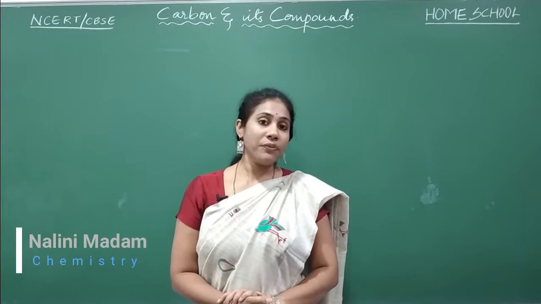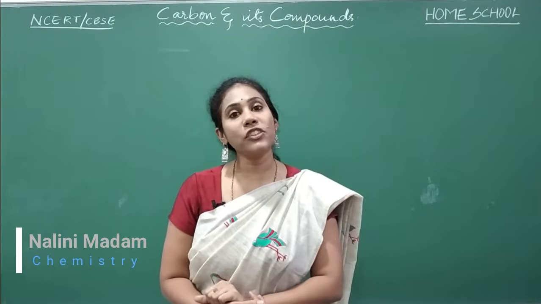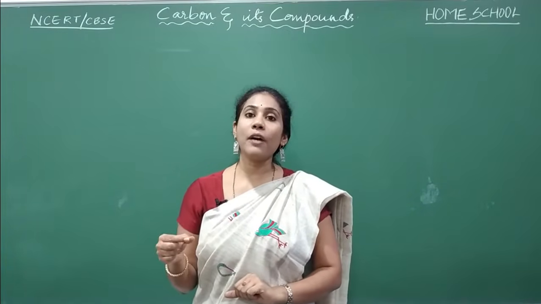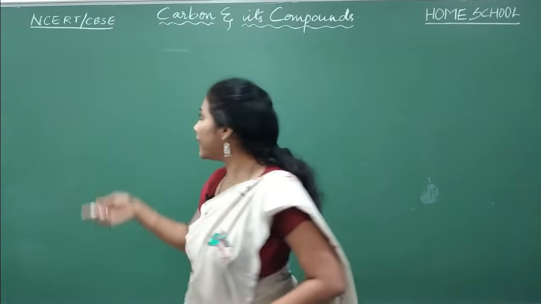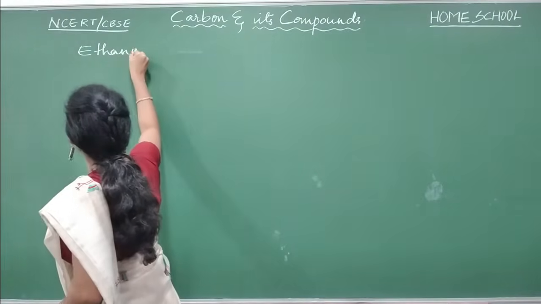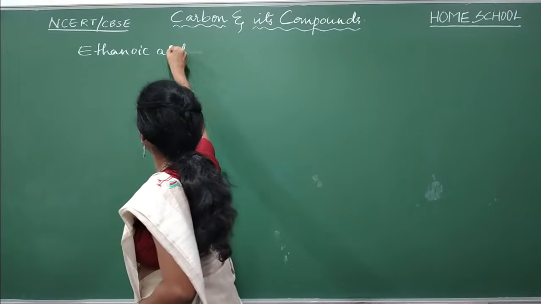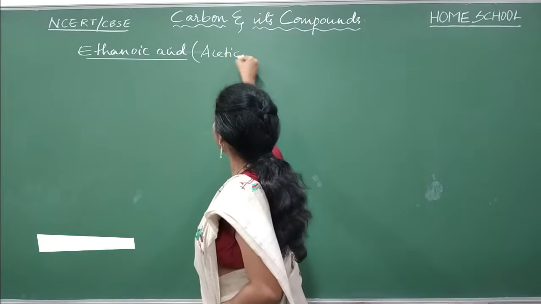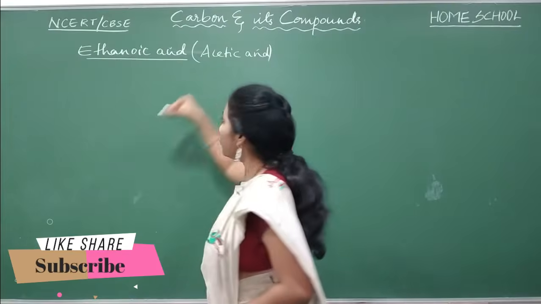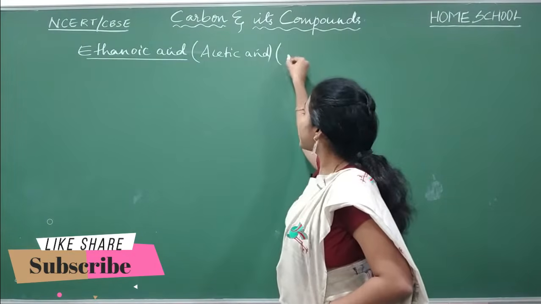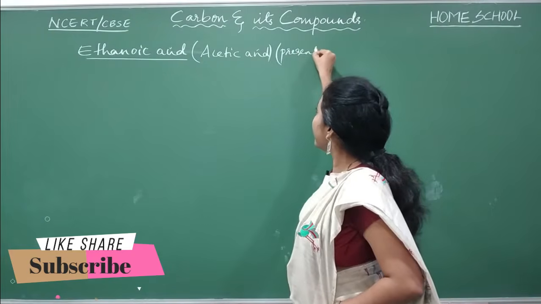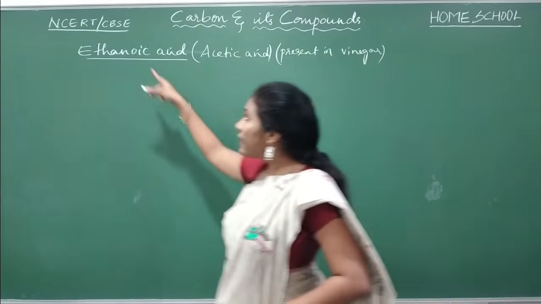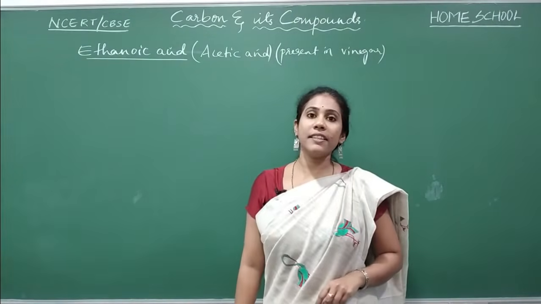In our previous session, we discussed the chemical reactions of alcohol, isn't it? So in this video, we will discuss a compound called ethanoic acid. It is also called acetic acid. You know, this is naturally present in vinegar. Okay, can you write the structure for this ethanoic acid?